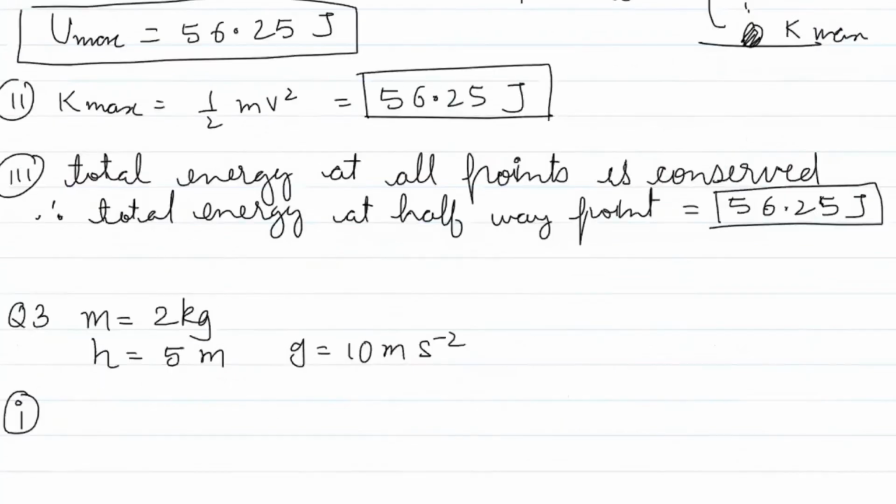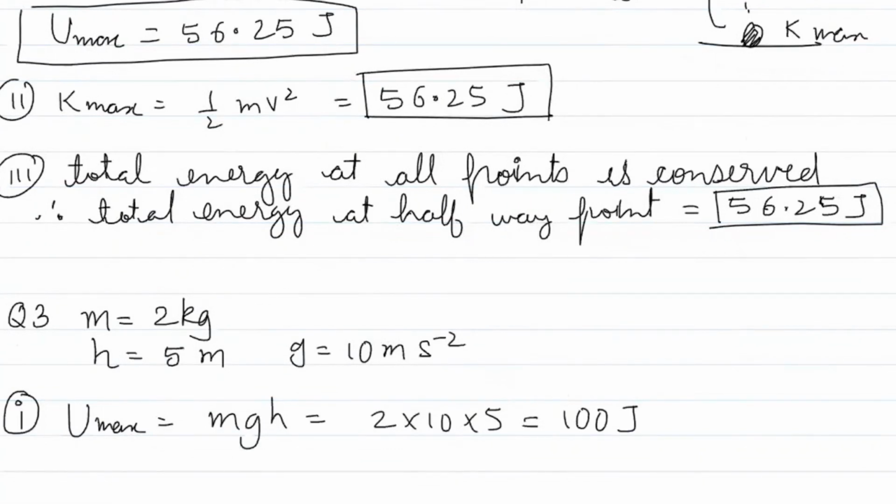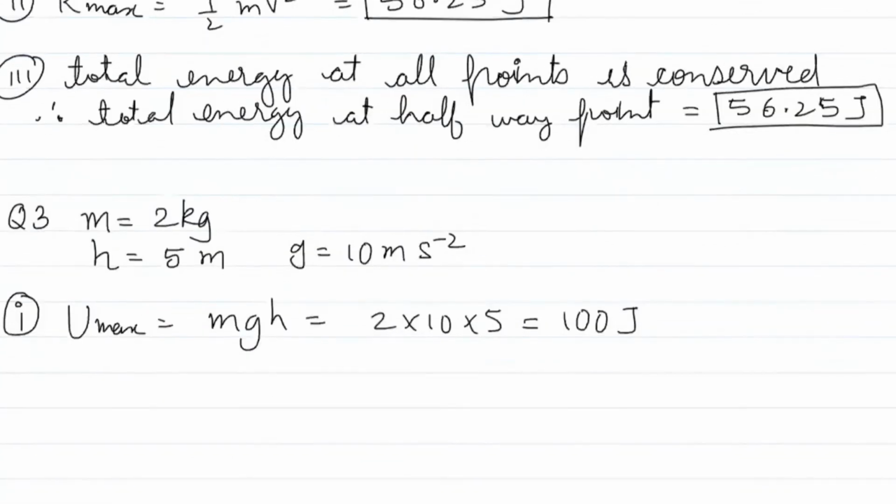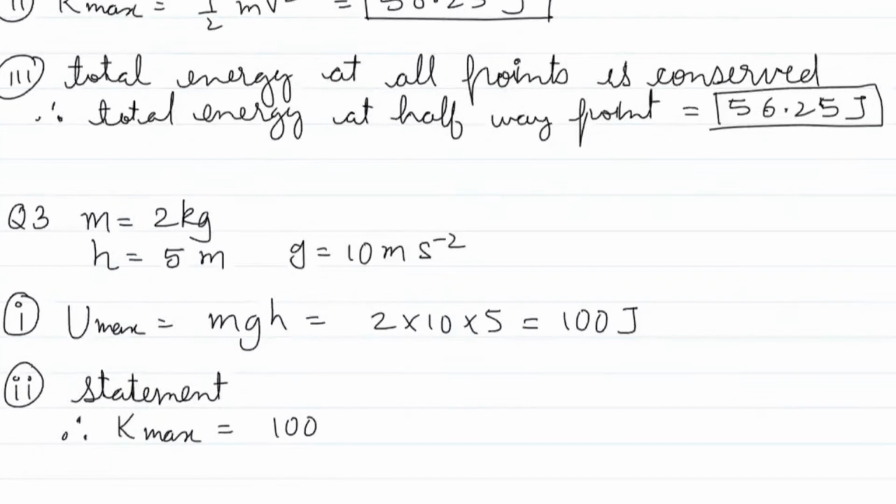In question 3 now, this should be easy for you all. When it was on top, potential energy is mgh. So this is 100 joules. And for the second point, we need to write down the statement, and therefore kinetic energy just before touching the ground will also be 100 joules.